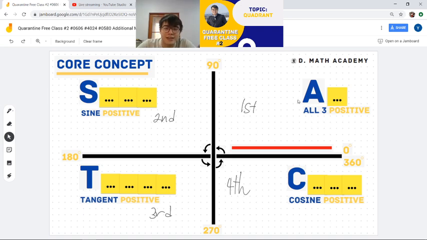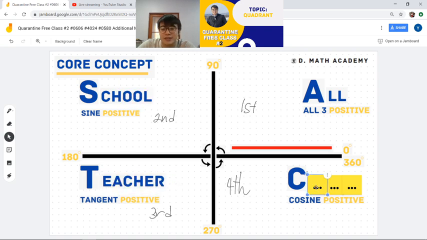So for you to memorize this, I made up something very funny. I call this All School Teacher Crazy. So that's how I memorize this. You can work out your own idioms, whichever works for you, it's fine. So do take note that the 0 degree always starts at the red line that I have over here, that is moving. Okay, that's where the 0 degree starts.